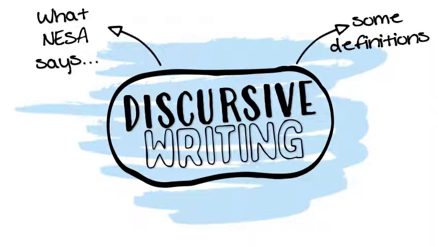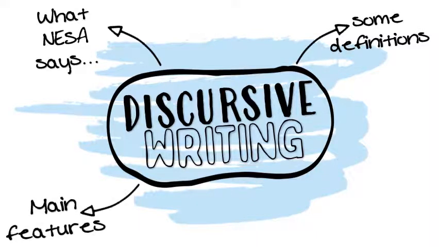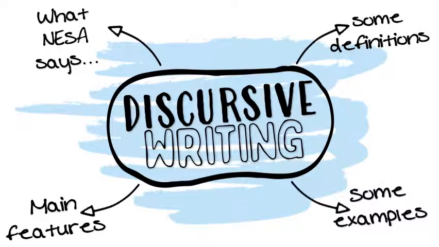We're going to look at some definitions of the word discursive and how that could apply to the form. We will also be looking at the main features, and this will be really helpful in giving you an idea of what to look for when you're reading and analysing discursive writing, and then when you want to write in this form yourself, it'll give you a really good way of knowing how to write in that form. And lastly, we're going to look at some examples.